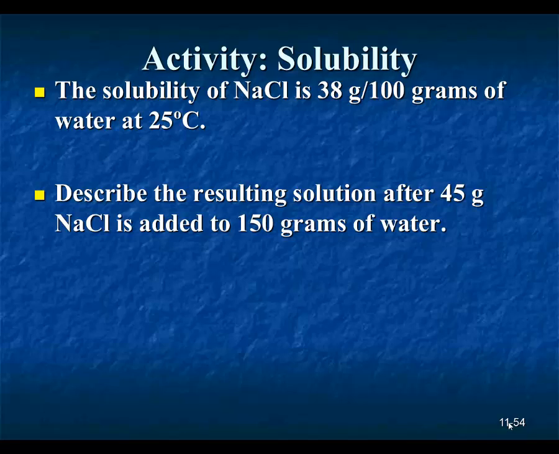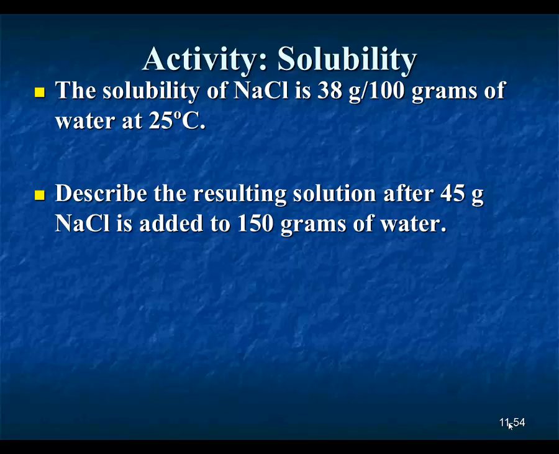So if we measure the solubility of sodium chloride at close to room temperature, about 25 degrees Celsius, you can dissolve about 38 grams of sodium chloride in 100 grams of water once you reach the saturation point of the water. If we go ahead and consider then the following scenario, let's say that we try to dissolve 45 grams of sodium chloride in 150 grams of water. Would we be able to dissolve that much sodium chloride?